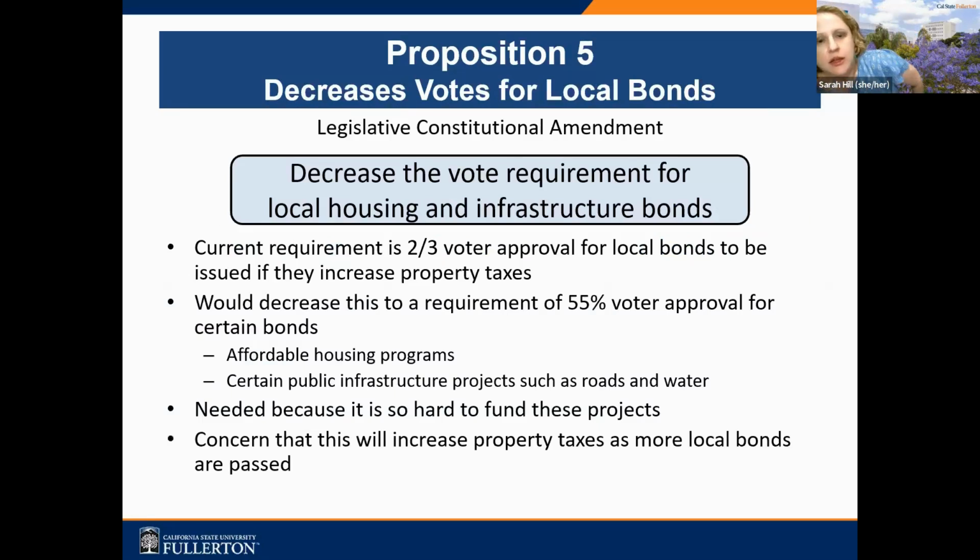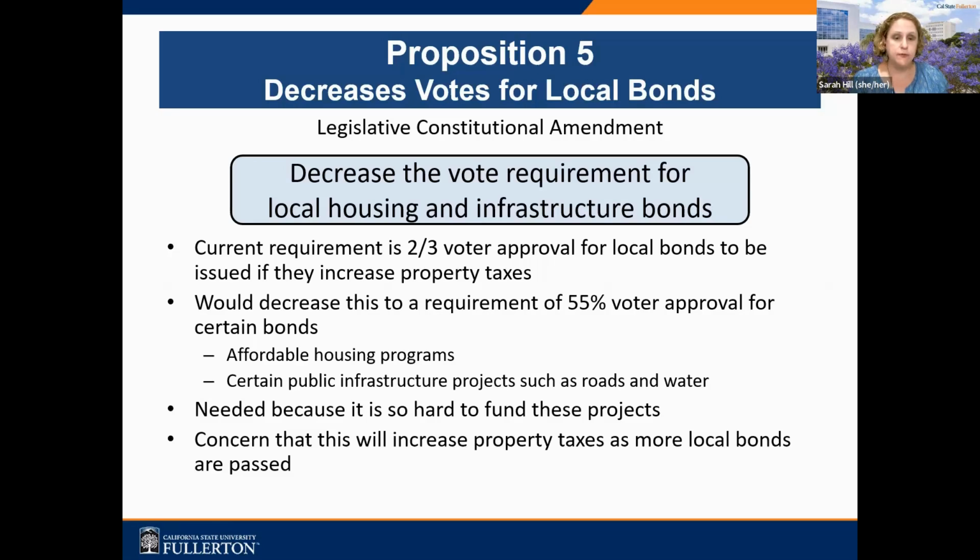All right. Proposition 5. This would decrease the vote that is needed for local government to sell housing and infrastructure bonds. So this would be a change to the California Constitution. The legislature is recommending it, and so it has to come to us for a vote.